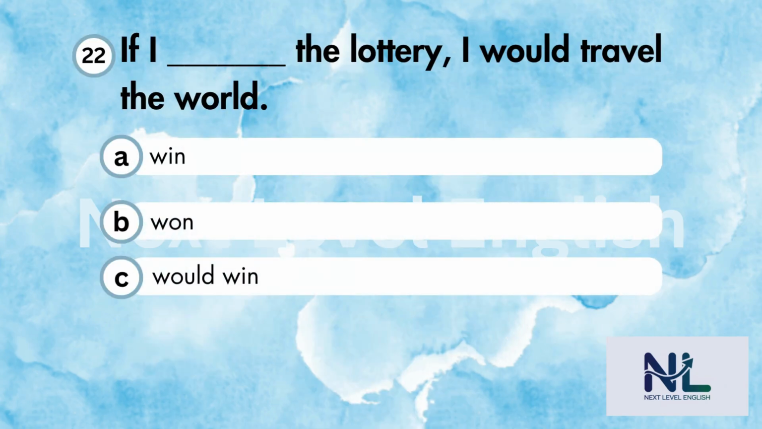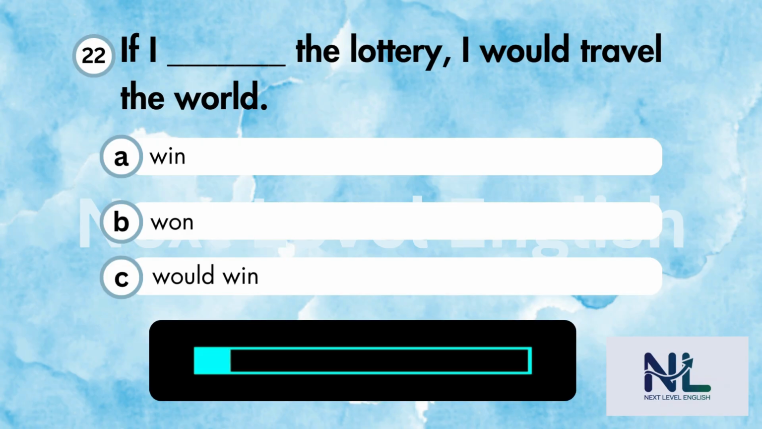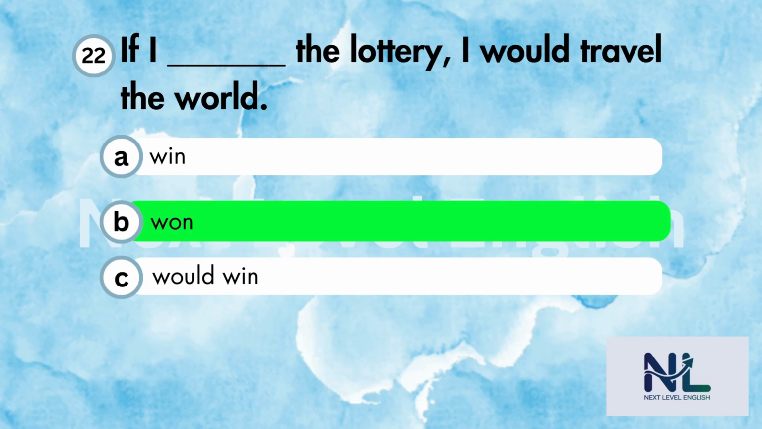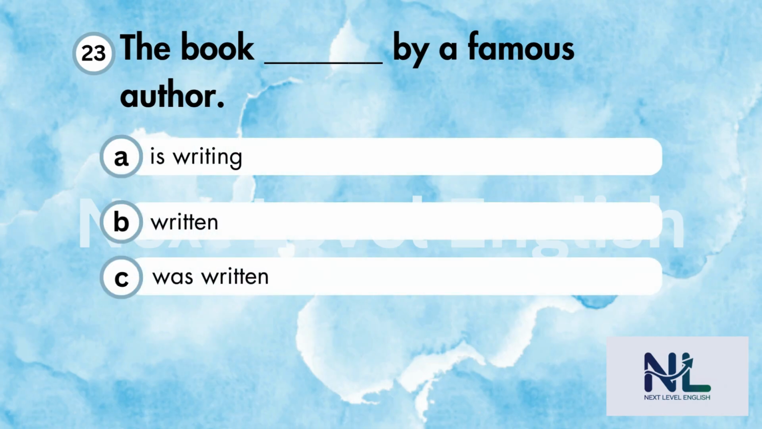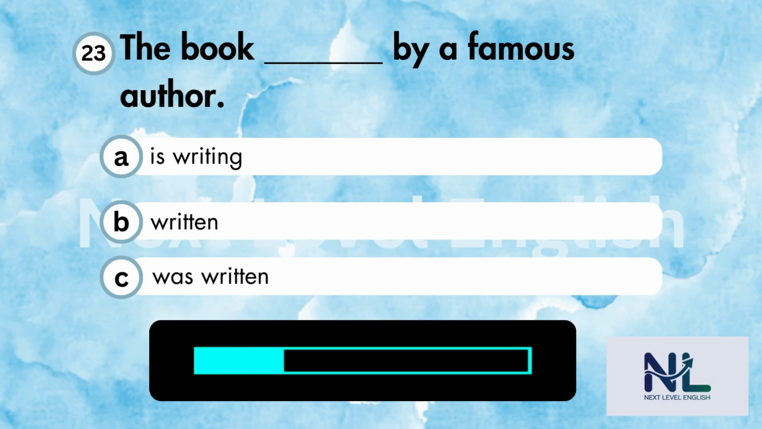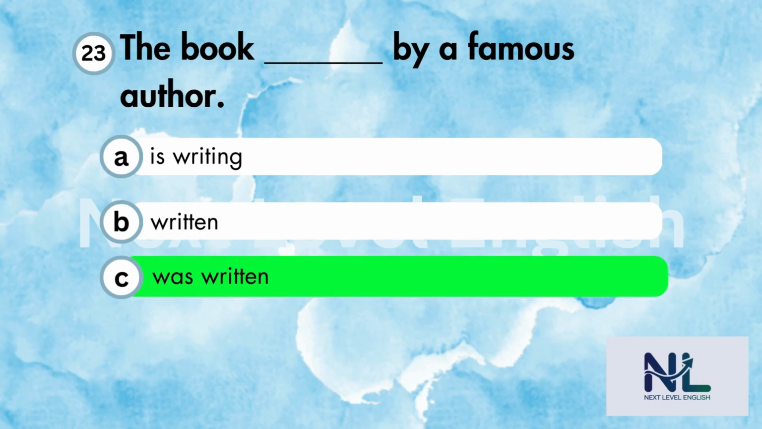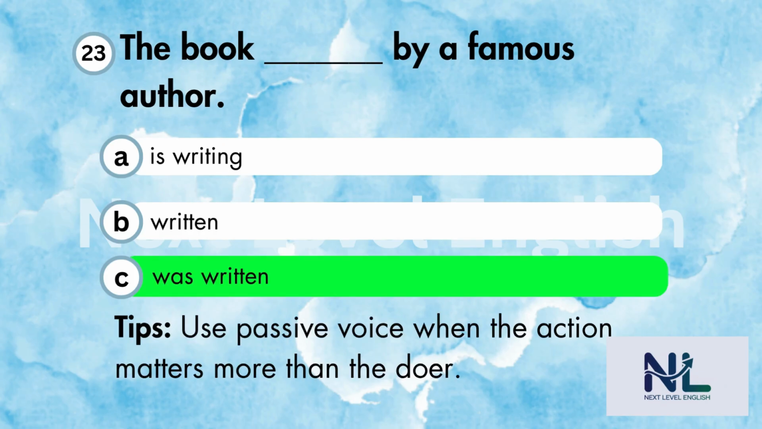22. If I won the lottery, I would travel the world. Won. Tips: use the simple past tense in conditional if clauses type 2. 23. The book was written by a famous author. Was written. Tips: use passive voice when the action matters more than the doer.